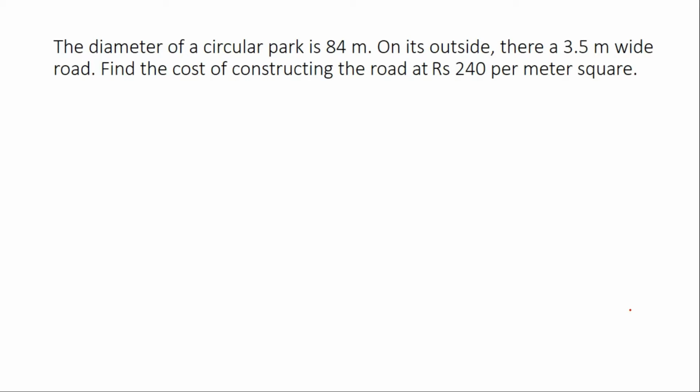Next question is, the diameter of a circular park is 84 meter. On its outside there is a 3.5 meter wide road. Find the cost of constructing the road at rupees 240 per meter square.